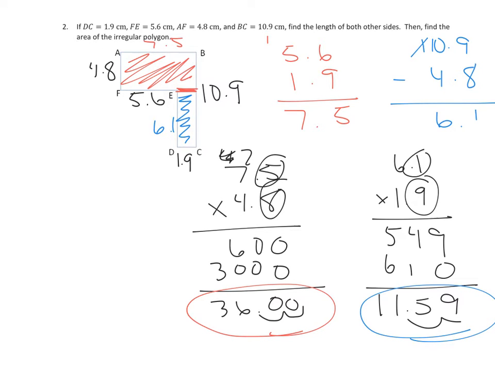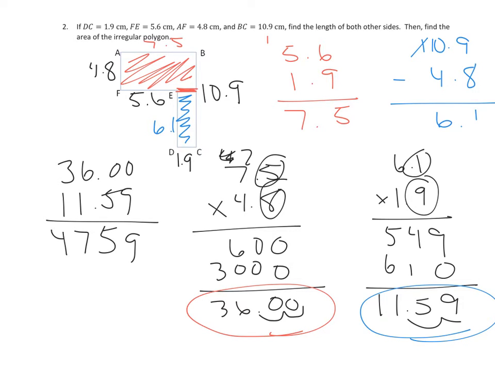Then you take your numbers, 36.00 plus 11.59, you'd have 9, 5, 7, 4. So 47.59 is the area of the entire composite shape for number 2.